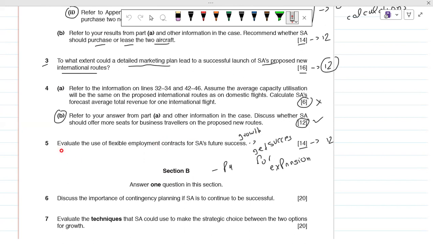Okay, so whenever they use the command word evaluate, it means that we are going to write the negative and positive points of this statement, and we will evaluate these positive and negative points, and try to analyze what the effect of each positive or negative point will be on SA's future success. So basically this is the essence of this question.